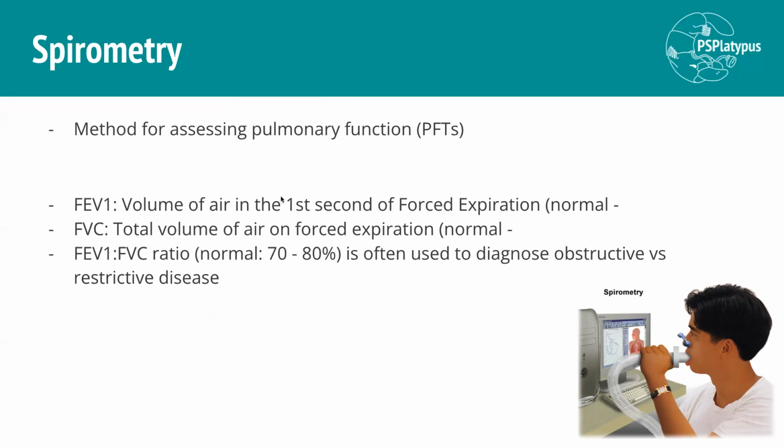You get FEV1, which is the amount of air that's blown out in the first second of forced expiration. If you give it a shot, you'll notice that most of the air that you blow out will go out in the first second, and there's not much left after that. And FVC is the total volume of air over the 6 seconds, or however long the patient takes to blow all the air out. So that's the total volume of air on forced expiration. What's important is the ratio between these two values. Your FEV1 over FVC ratio is normally around 70 to 80%, so around 80% of your air is blown out in the first second. Changes in this ratio can be used to diagnose obstructive versus restrictive diseases.